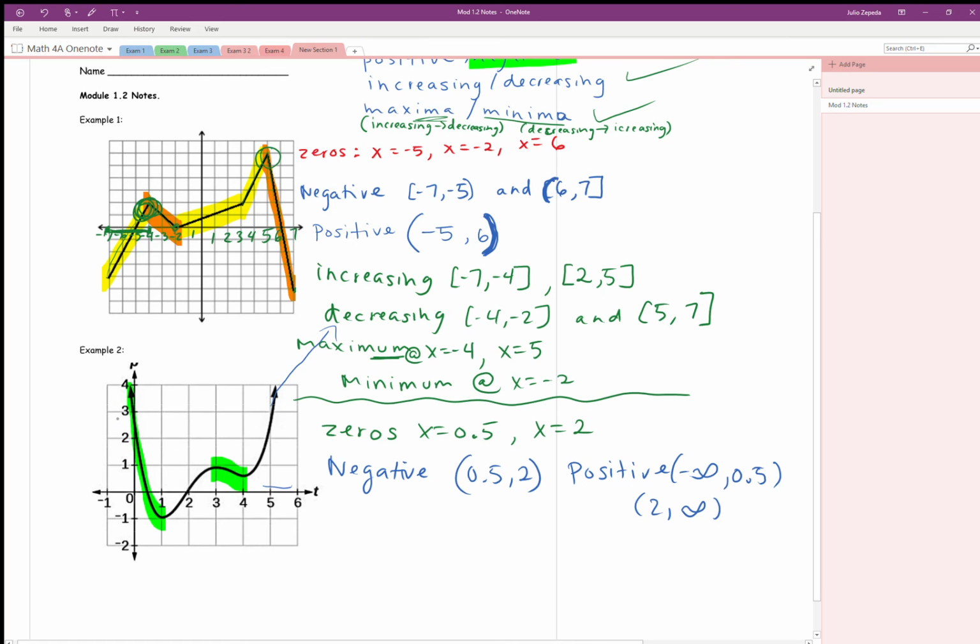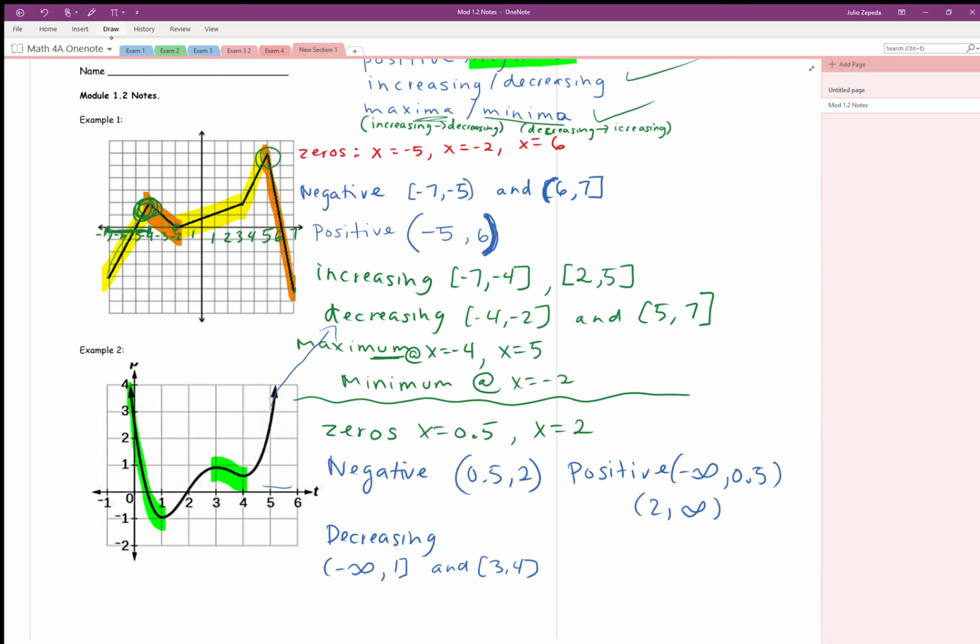But for this first portion, we can see it's going to negative infinity. So I'm going to say it's decreasing, starting at negative infinity and ending at 1. So we'll say decreasing from negative infinity to 1. And then it's also decreasing, looks like at 3 all the way until 4.